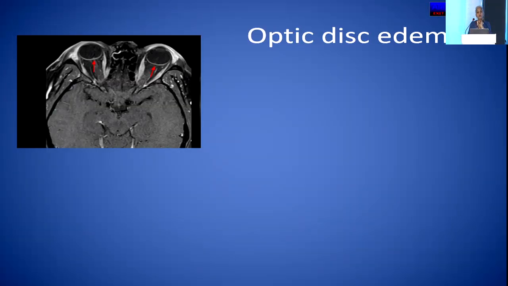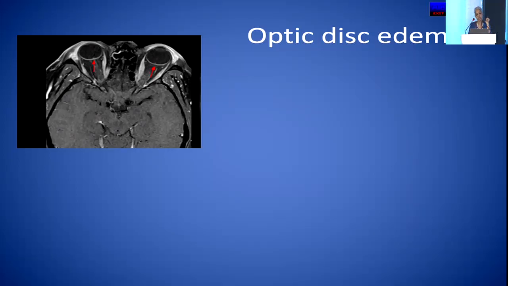Coming to the most common conditions which we see in a neuro-ophthalmology OPD: optic disc edema. Optic disc edema occurs when the intracranial pressure is transmitted to the subarachnoid space, flattening the posterior sclera, causing axoplasmic stasis and pushing the optic nerve forward.